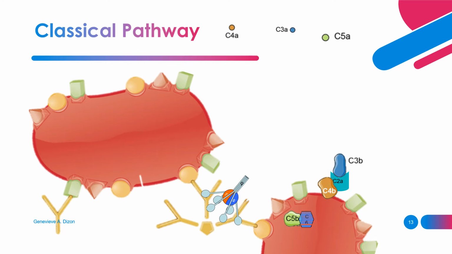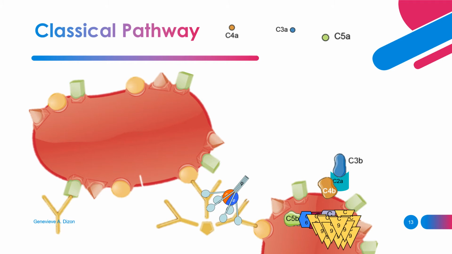C5b binds with C6, forming C5b6. And this then binds to C7 to form a C5b67 complex. C8 and C9 then sequentially bind to this complex. C9 forms a pore-forming molecule containing up to 14 C9 monomers. This results in the formation of the lytic plug.